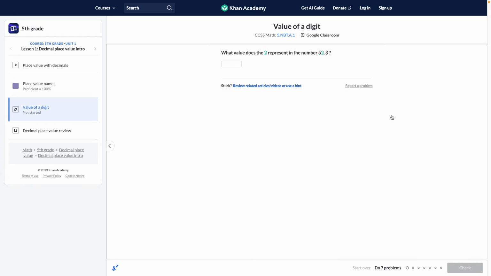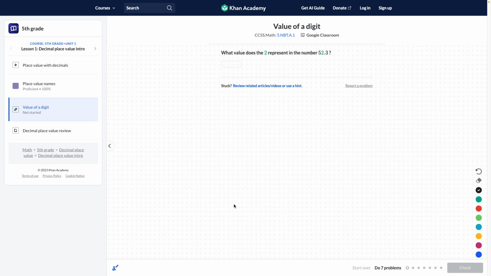Okay, so the question here is, what value does the 2 represent in the number 52.3? So let's come to here then, shall we? And let's just write this out first of all. So we've got 52.3. And the most important thing is that we're asked about the 2. Read the question, all right? We're asked about the 2. And we see the 2 is here. So what value does the 2 represent?